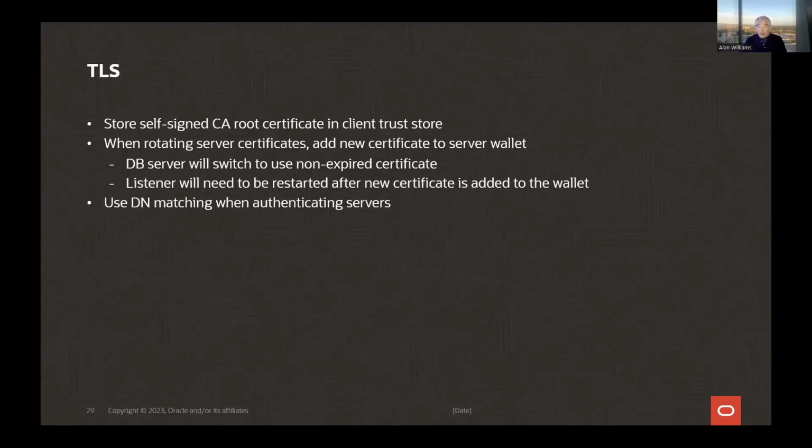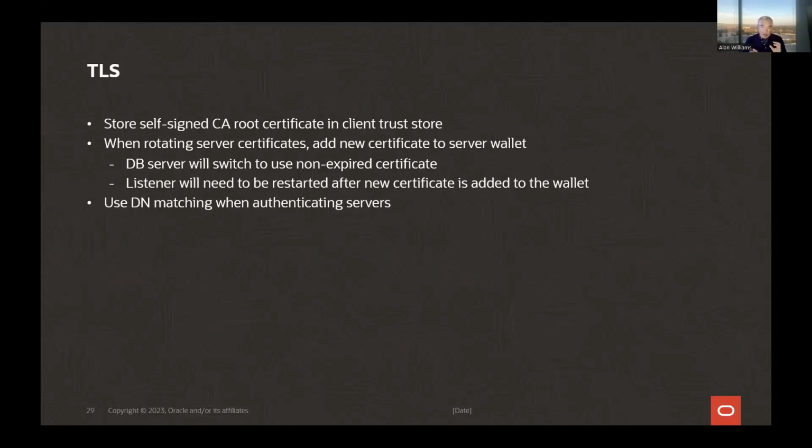When you're rotating the server certificates, because they expire after 5-10 years, this is something you should practice periodically, so folks don't get surprised when the server cert does expire. When the certificate is close to expiring, you add the new cert to the wallet. The database server will recognize that. The database server doesn't have to be restarted. However, the listener will have to be restarted for it to recognize a new wallet. So I've got an enhancement request to not do that, but we'll see. I'm not sure if or when that can be done.